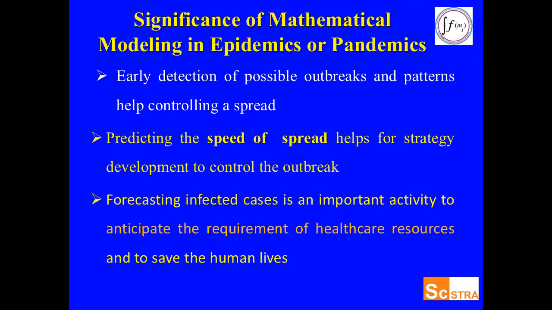Why is mathematical modeling important in defeating epidemics or pandemics? First reason is these mathematical models help in understanding the patterns. So early detection helps controlling the spread, and forecasting helps important activities, like governments and healthcare services can anticipate the requirements of healthcare resources, and it will help save human lives.